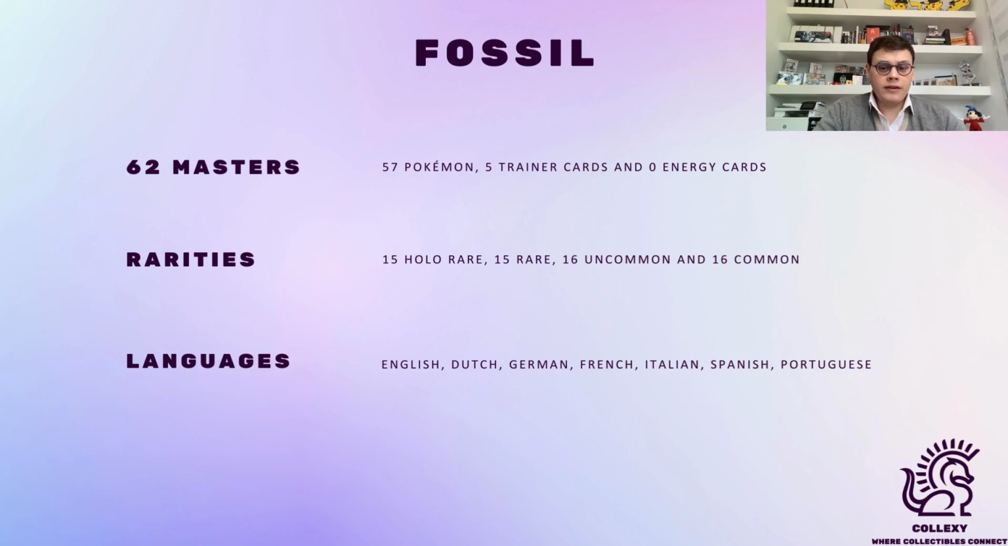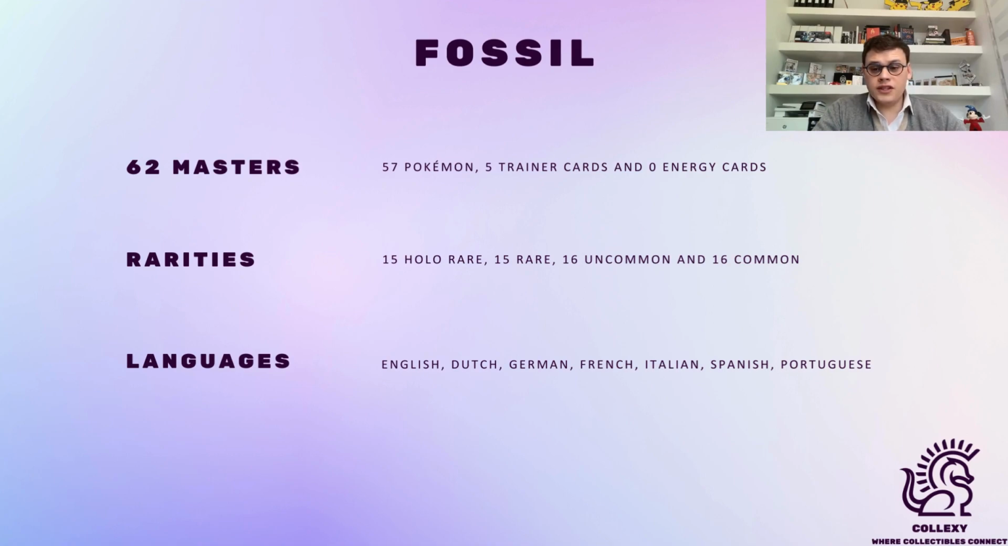With respect to the rarities, we have 15 holo rares, 15 rares. We can hereby say that these holo rares and the rare cards, they have the identical artwork, except for the holofoil pattern. The 15 first cards of the Fossil set do have the holofoil pattern. The later ones, which are the rare ones, do not have a holofoil pattern. Then we have also 16 uncommon cards and 16 common cards.